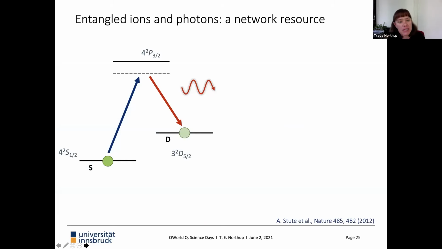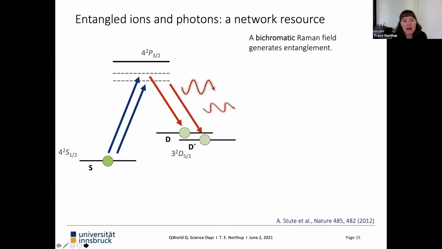Now what we're going to do is entangle them, and we're going to do that with two parallel processes. So essentially, we're going to introduce a second metastable state on the right-hand side. So now I have two states that I've labeled D and D prime. And that's because in this D5/2 state, it's actually a manifold with 6 different Zeeman states. So I have the freedom to pick out 2 of those states.